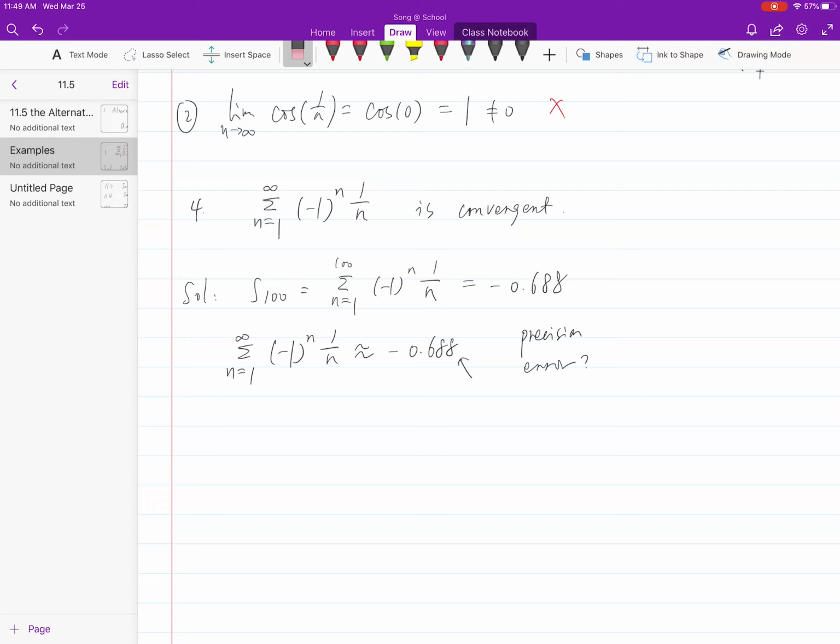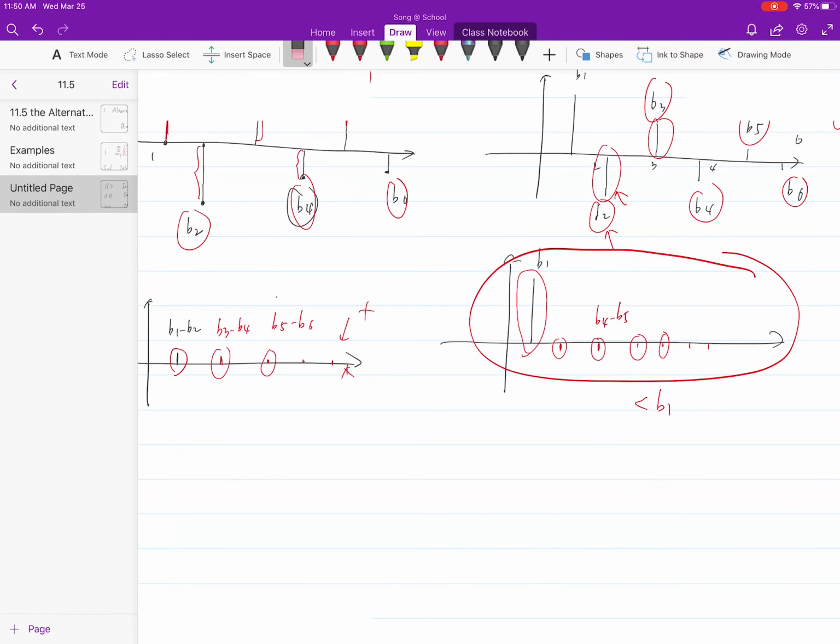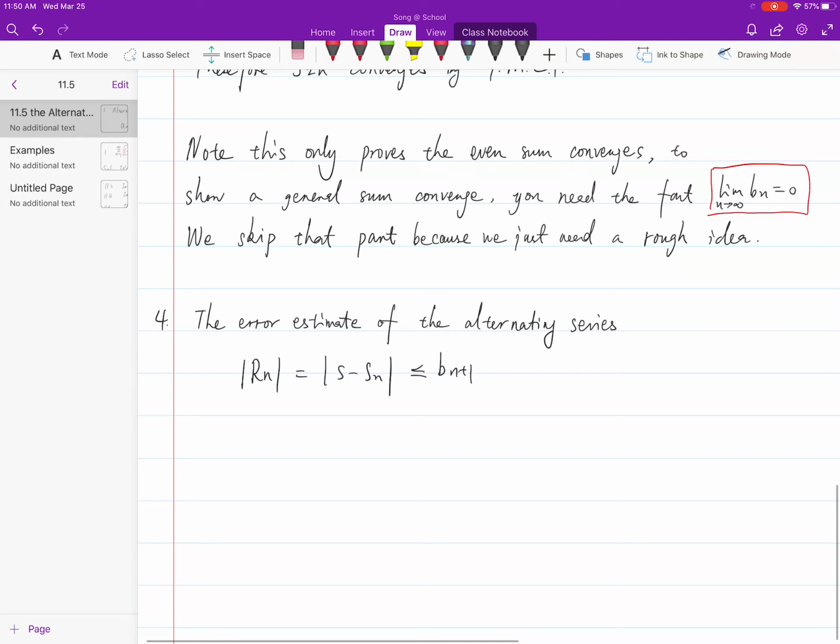If I'm not happy with error, I'm going to actually take more terms. I'm going to take 1,000,000 terms, use the computer to compute it, and say, okay, I did more terms. Now, what's my error? You keep doing this until you are happy with the error you have. Okay? Now, let's take a look. This is what the theorem tells you. If you have an alternating series, the error is going to be less or equal than Bn plus 1.